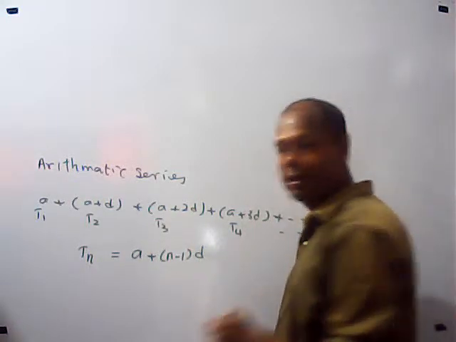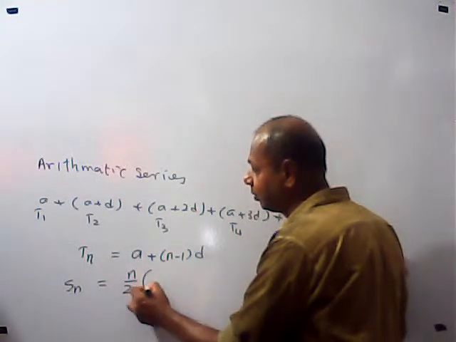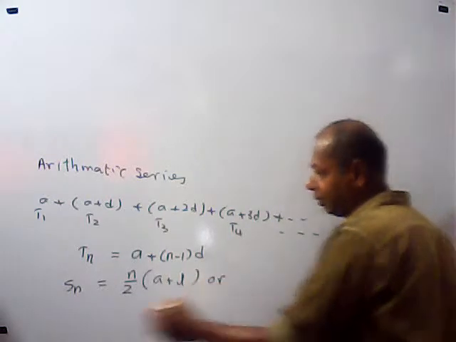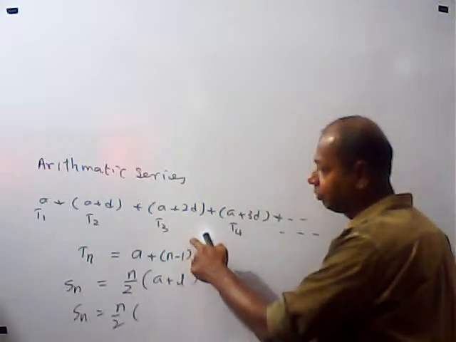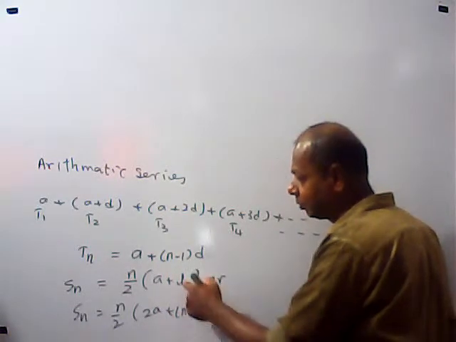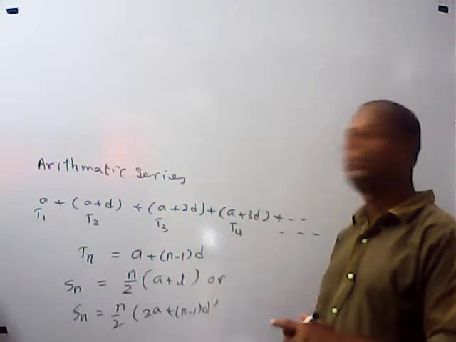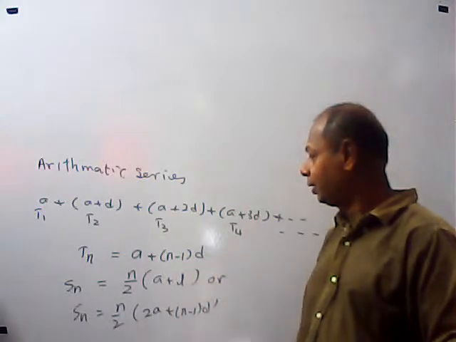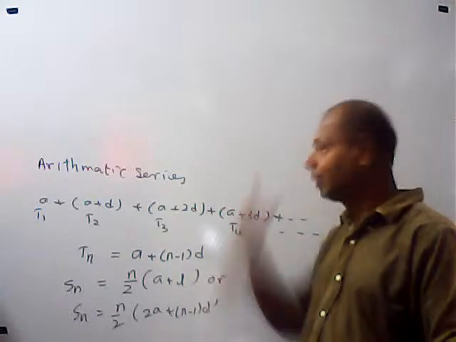And then the sum of the first n terms is given by n over 2. There are two expressions: a plus l, the first term plus the last term, or Sn equals n over 2 times (2a plus (n minus 1)d), if you substitute for the last term l. So these are the main formulas or equations you find in arithmetic series. Then we can go to our question.